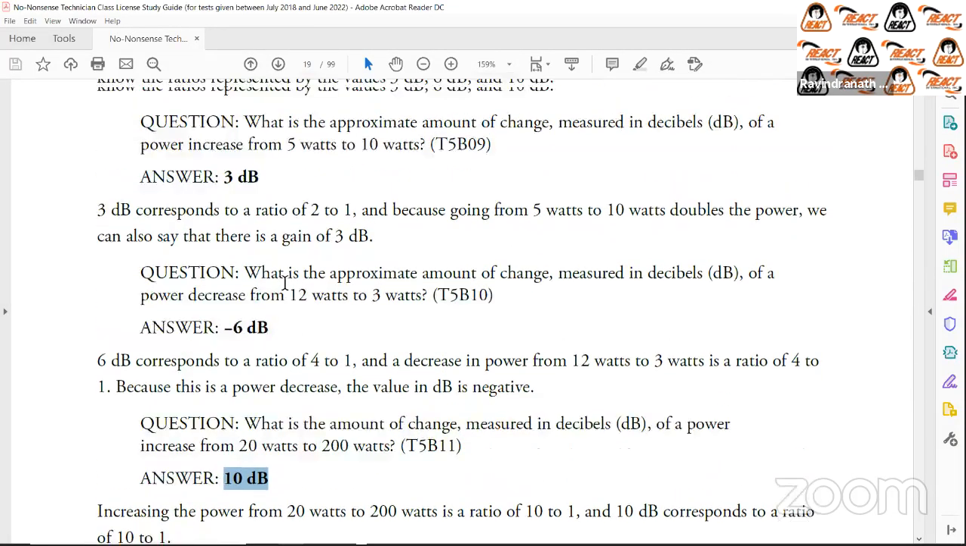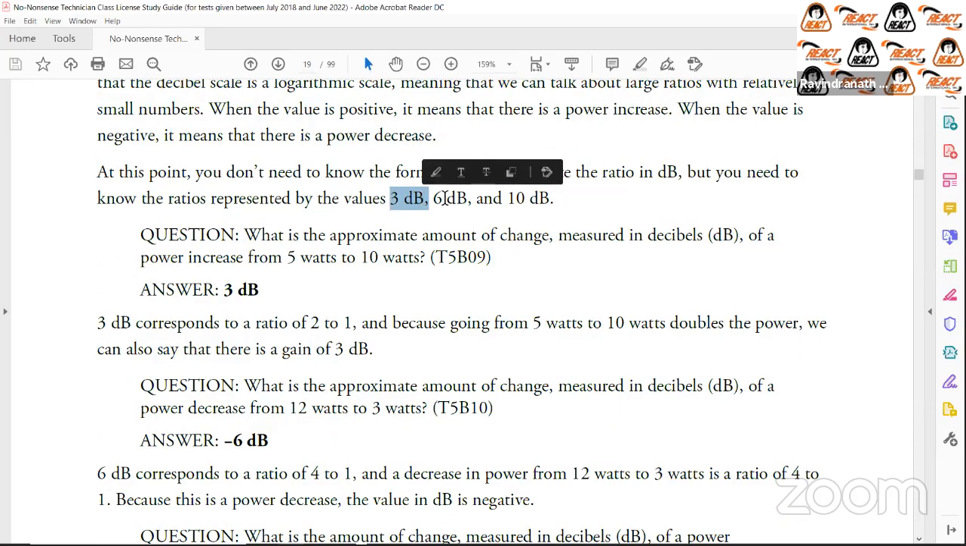So we just need to learn these three things: 3 dB, 6 dB, 10 dB, one being double, quadruple, 10 times, or half, quarter, 1/10. Once you learn that, you'll be good for the exam.